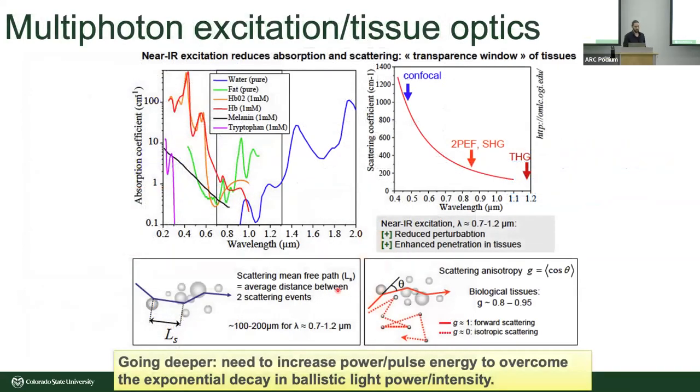I know it's a busy slide, but the main thing to take away is this plot in the upper right-hand side here. This shows absorption of various things within biological tissues, but this shows us the scattering coefficient. In this case, higher scattering coefficient means more scattering, right? It means less ability to deliver that light deep into the tissue. So marked out here, we have these little arrows showing roughly where you would be in confocal. And this can be a broader range.